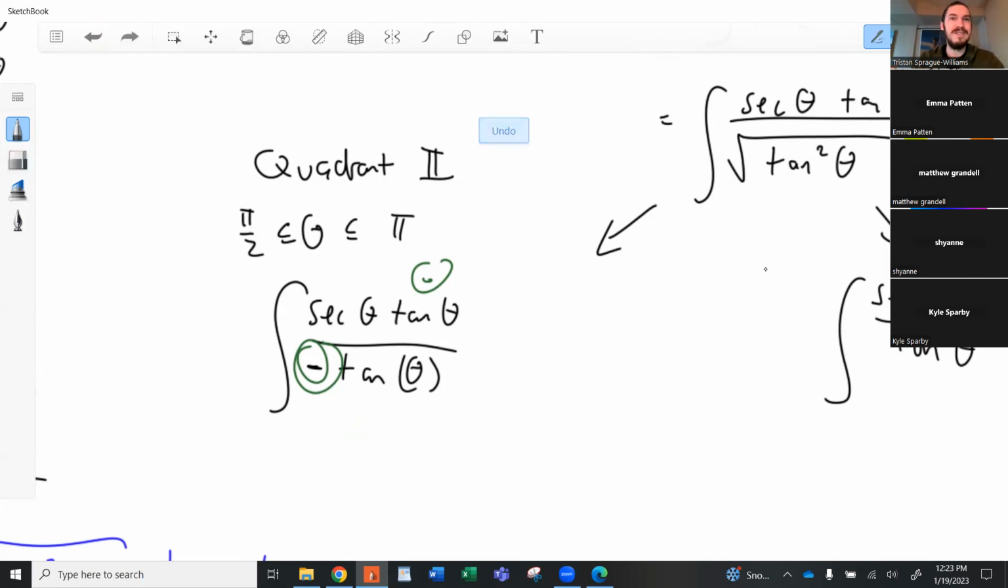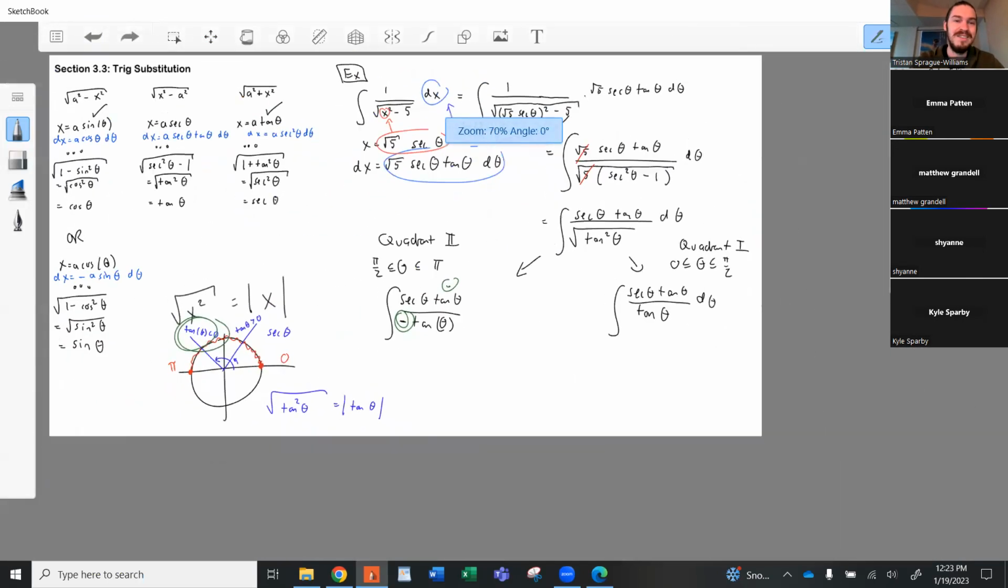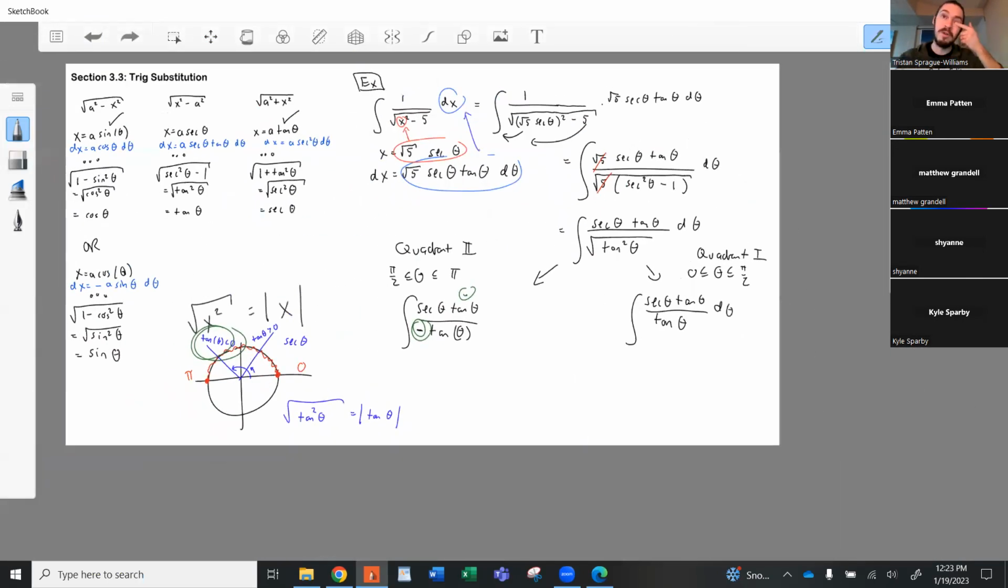Does that make sense? You probably all remember studying this sort of thing in trigonometry where you have to do breaking into cases. It's kind of annoying, but unfortunately, this is the way it works.